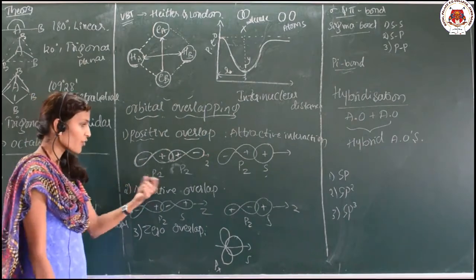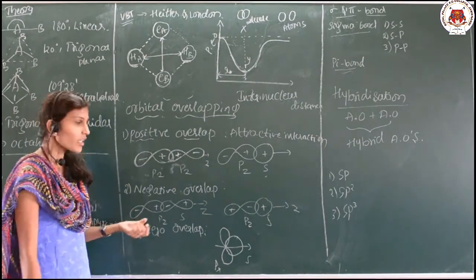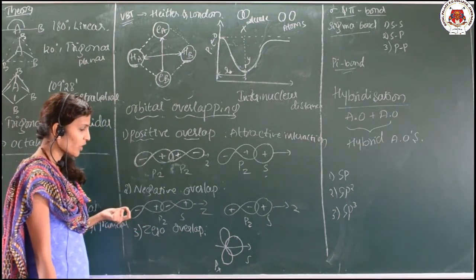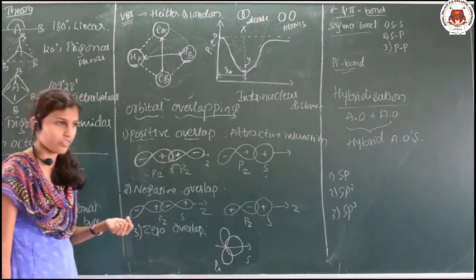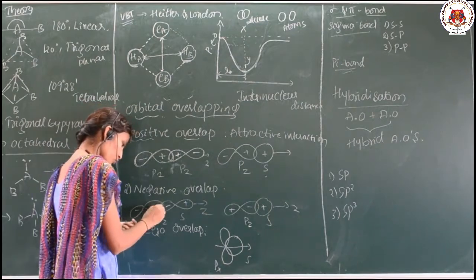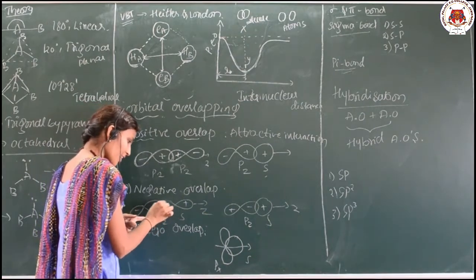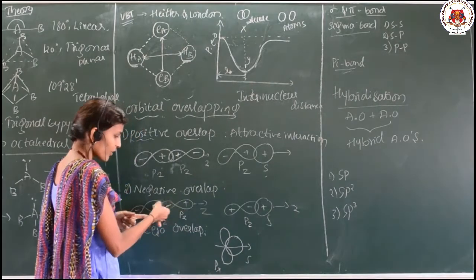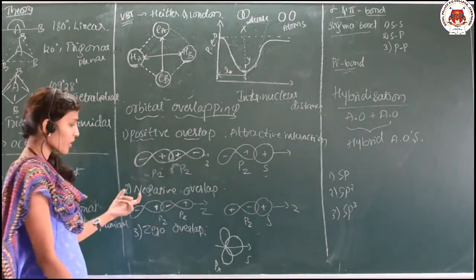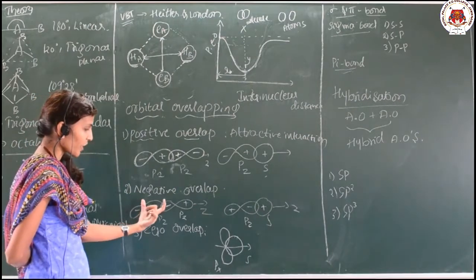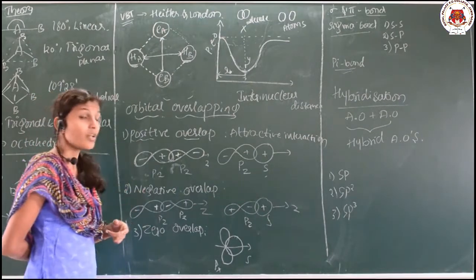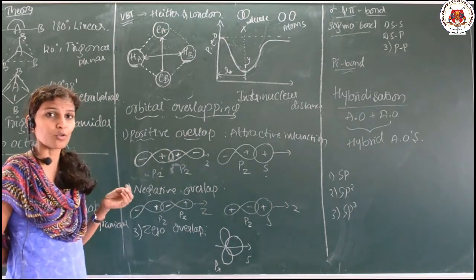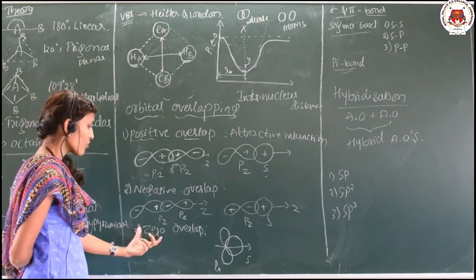In case of negative overlapping, as you might be guessing, the lobes of the atomic orbitals which merge with each other have opposite signs. See here, this pz has the positive sign, and here also there is a pz which has the negative sign. The orbital lobes have opposite signs, and they overlap, which means it will be negative, and it is called a subtractive interaction. And then the third one is zero overlapping.